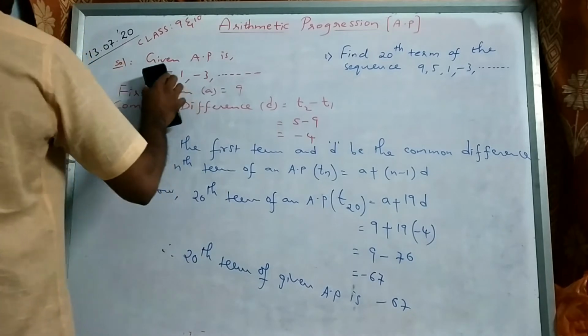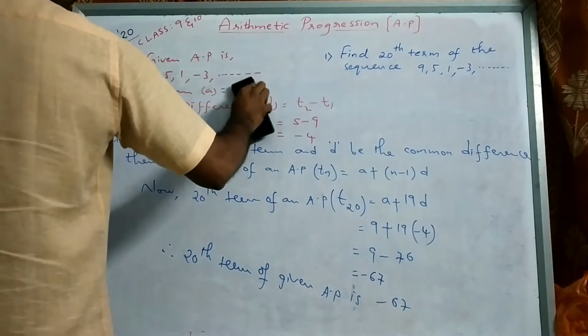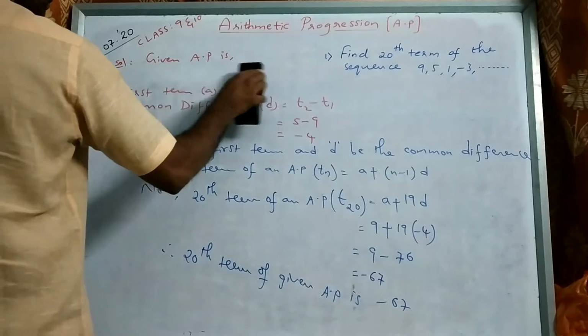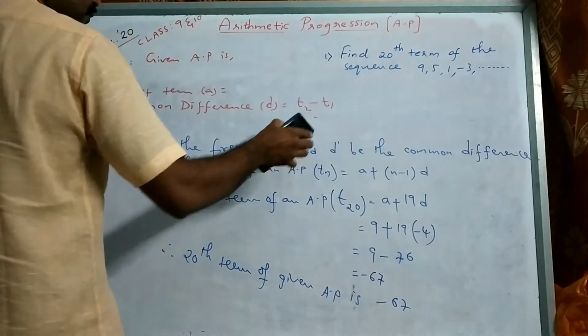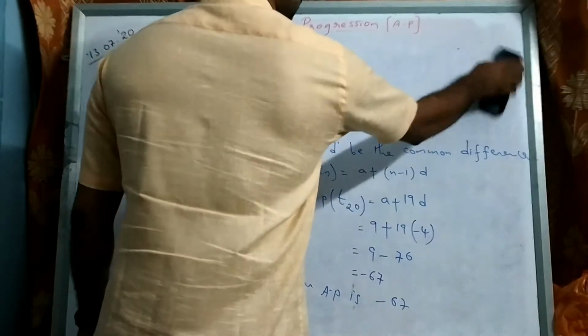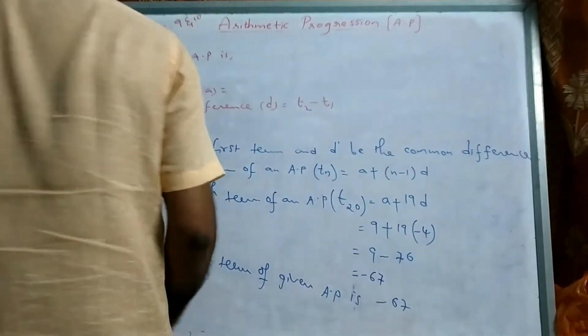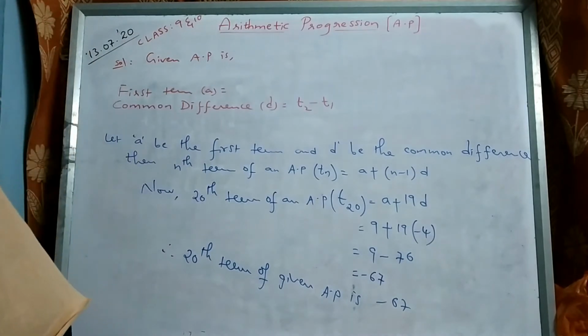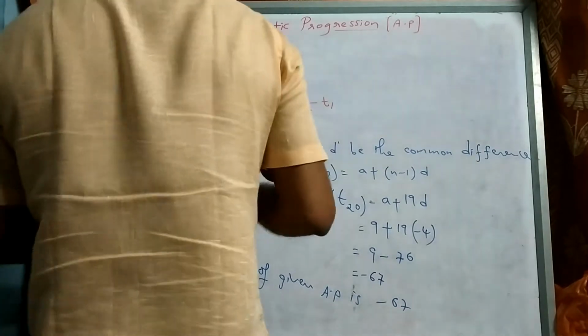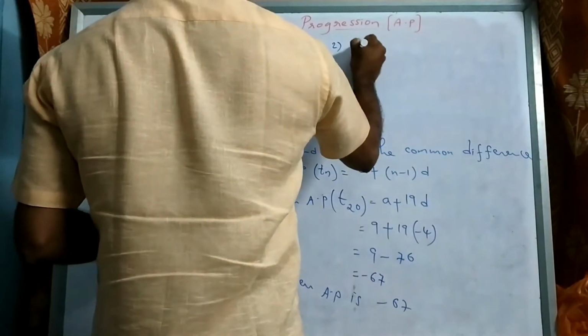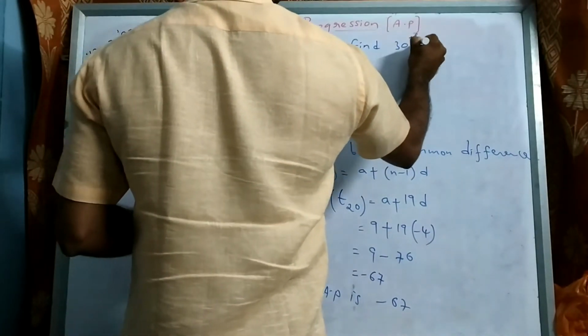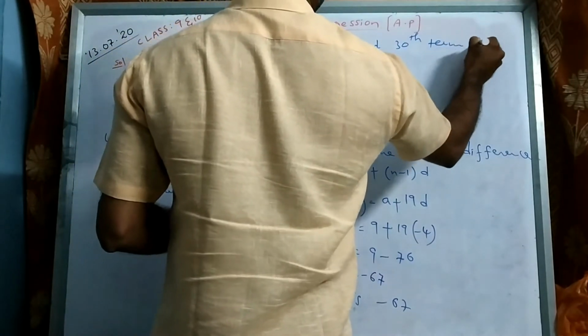Let us see one more problem. Find the 30th term of the sequence. Second problem: find the 30th term of the sequence.